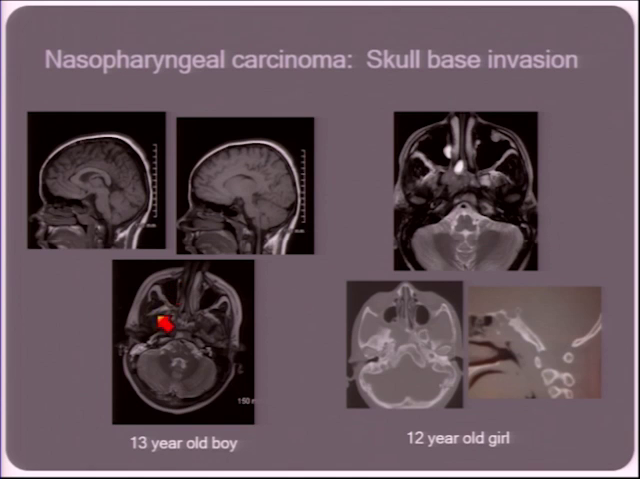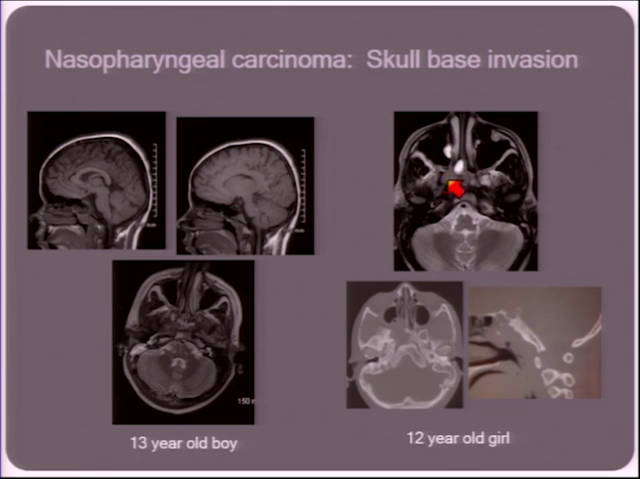On the T2 weighted image, we can see abnormal T2 prolongation in the basiocciput here to the right of midline compared to the normal signal to the left of midline. Here's a 12-year-old girl. She came in for a screening brain MRI for headaches. She had this unexpected nasopharyngeal carcinoma that's located a little bit more anterior and superior in the nasopharynx than the cases I've already shown you.